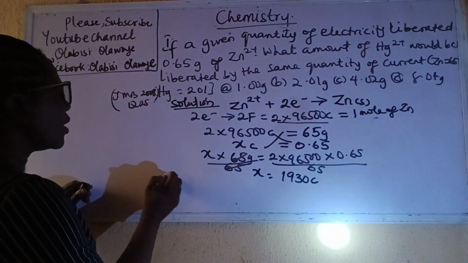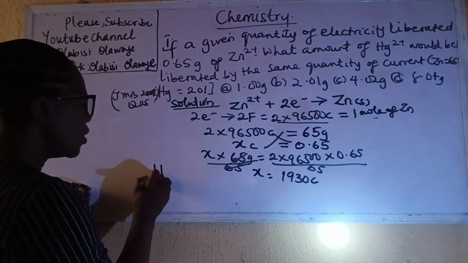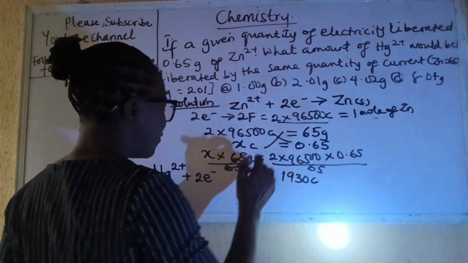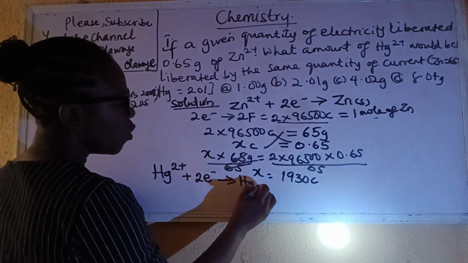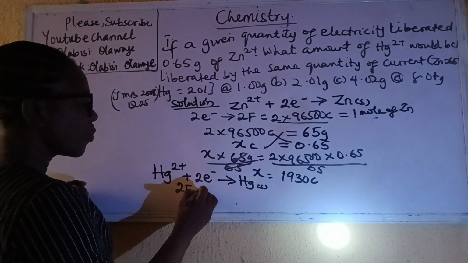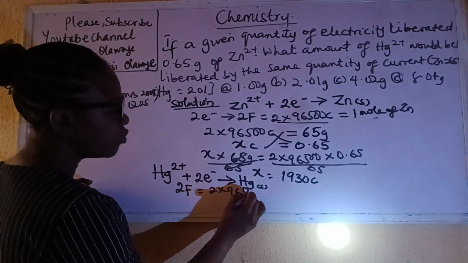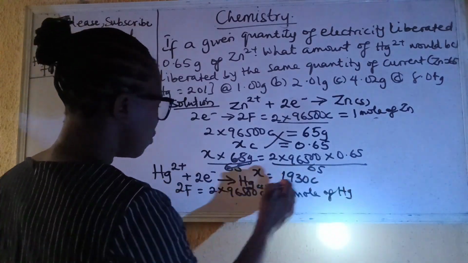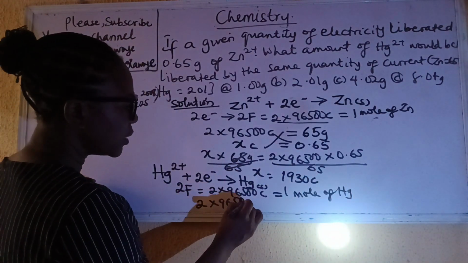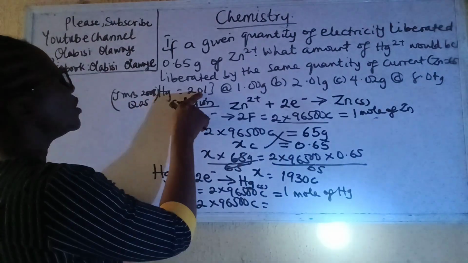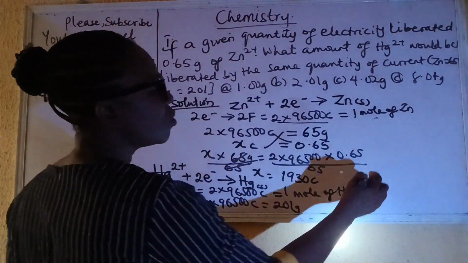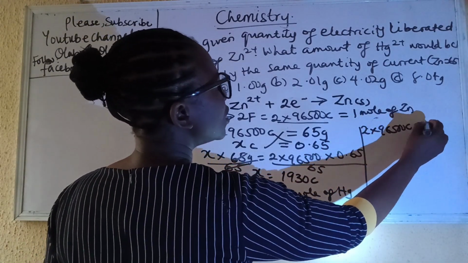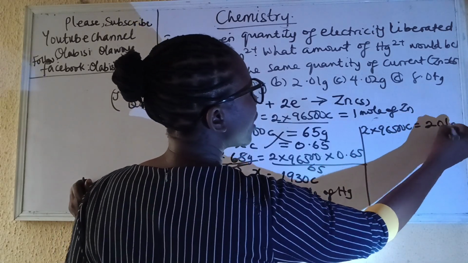Now, for mercury, it is also positive. It picks up 2 electrons as well, because from the question we can see it's divalent, and it yields 1 mole of mercury. So 2 Faradays here, which is equivalent to 2 multiplied by 96,500 coulombs, liberate 1 mole of mercury. And 1 mole of mercury is its atomic mass, which is 201 as given in the question. So let's rewrite this: 2 multiplied by 96,500 coulombs is required to produce 201 gram of mercury.